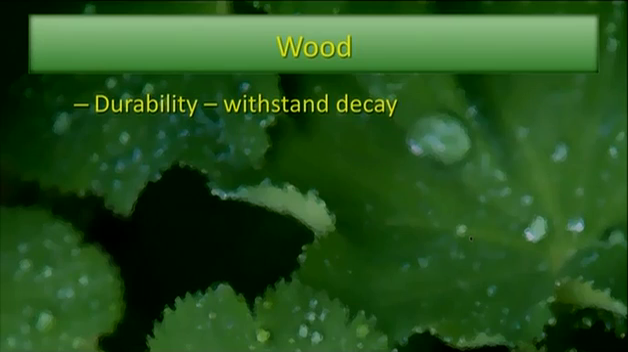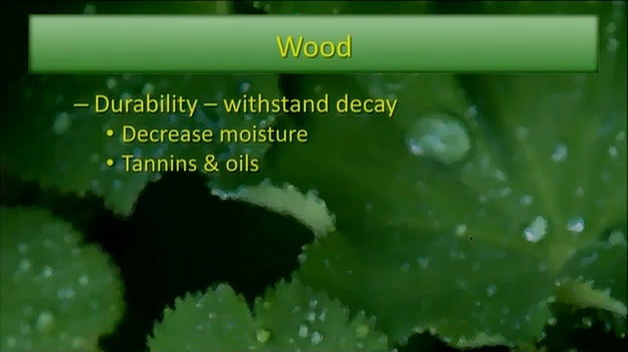Now the durability of wood is another characteristic of wood, the ability to withstand decay. So what you need to do is decrease the moisture in wood by seasoning. Okay, you can either air dry wood in stacks, or you can dry them in a kiln at controlled temperatures. Now those tannins and oils that I mentioned a little earlier, what they do is they repel decay organisms such as fungi. Okay, so they can help to increase the durability of woods.